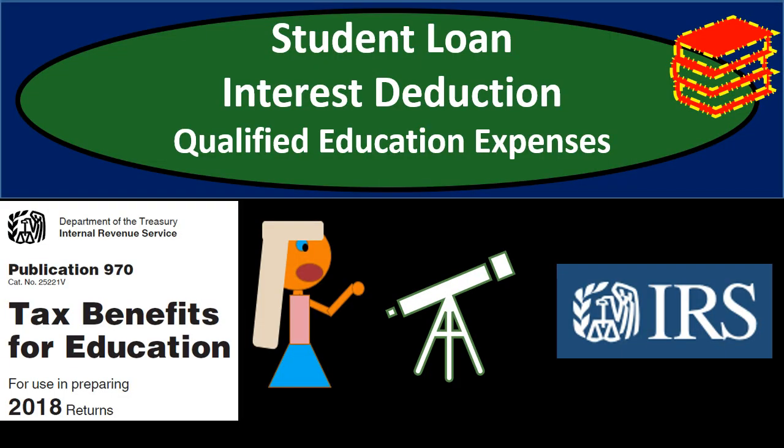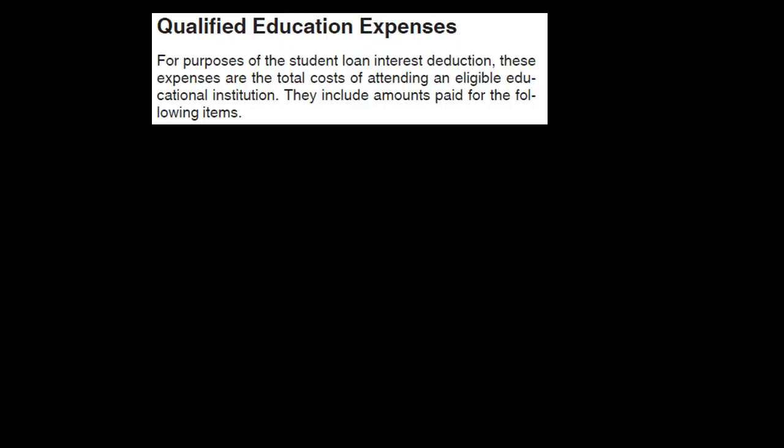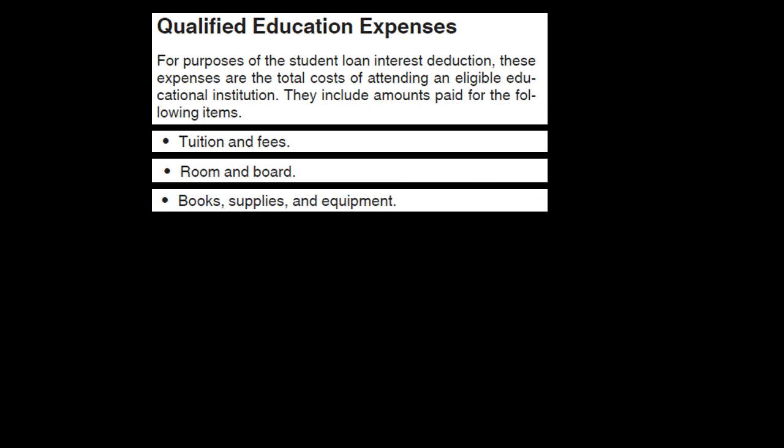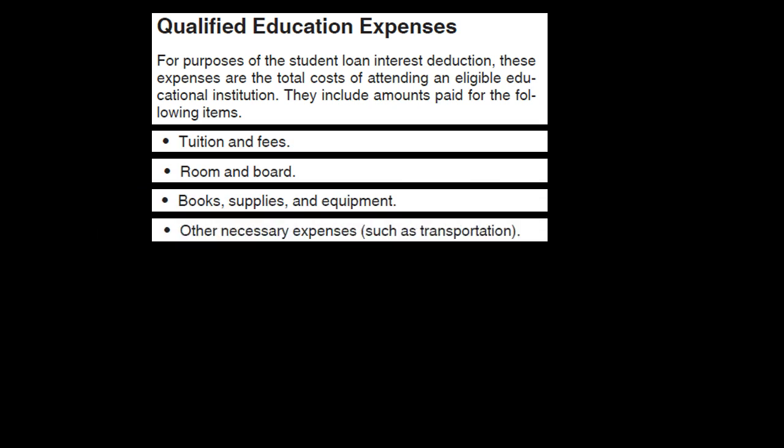In this presentation, we will discuss the term of qualified education expenses as they relate to student loan interest deduction. This information can be found in Publication 970. Qualified education expenses. For purposes of the student loan interest deduction, these expenses are the total costs of attending an eligible educational institution. They include amounts paid for the following items: tuition and fees, room and board, books, supplies, and equipment, other necessary expenses such as transportation.